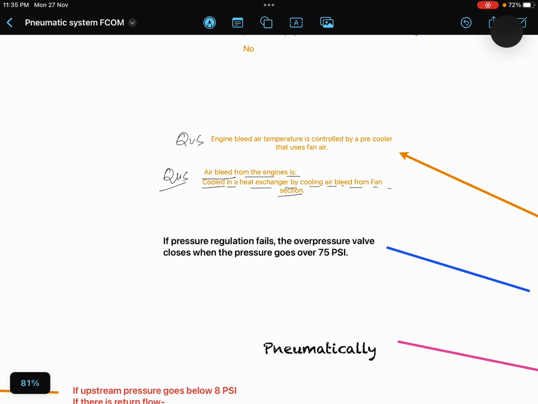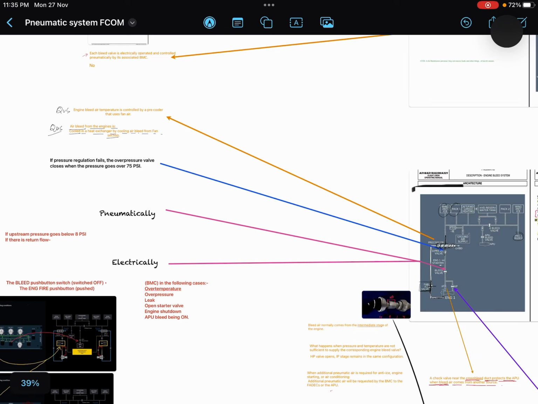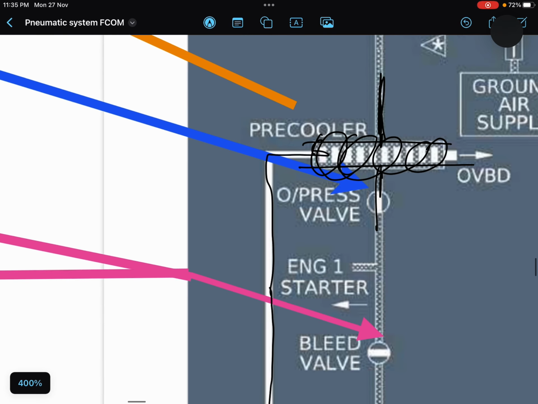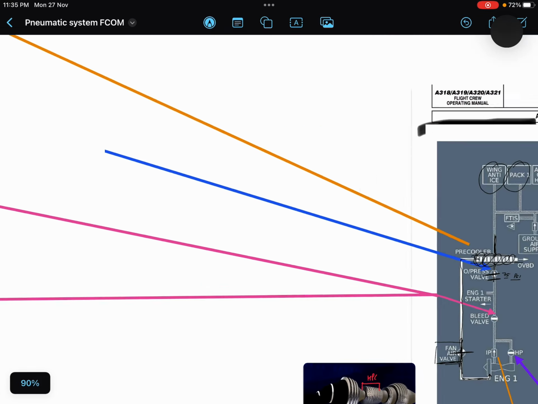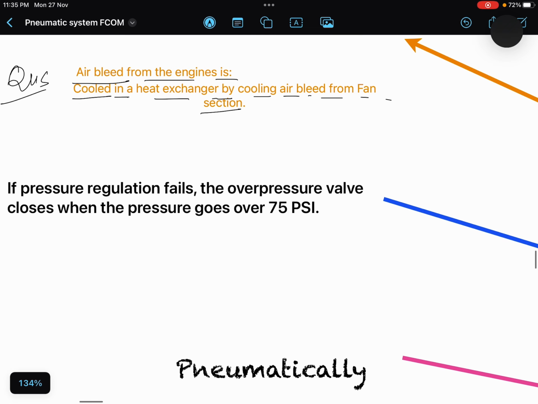Perfect. Now I have told you about this overpressure valve, right? I told you that it will not allow bleed to go if its pressure is more than 75 psi. This bleed overpressure valve will close. So if pressure regulation fails, the overpressure valve closes when the pressure goes over 75 psi. Right? Makes sense?